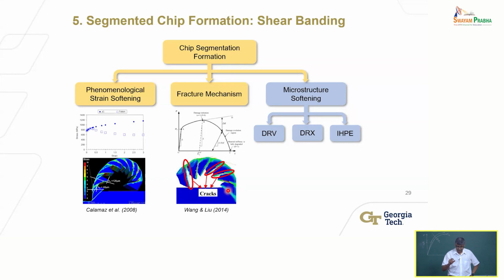It is what is called a segmented chip, which exhibits shear banding. That is, there are bands of high strain and low strain in the chip, very periodic. You see, the blue regions periodically occur. They are regions of low strain. They have undergone very little deformation. The light green regions in between those blue regions are regions of very high strain. Okay, severe plastic deformation in those regions.